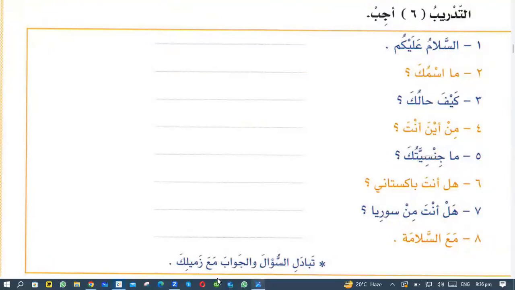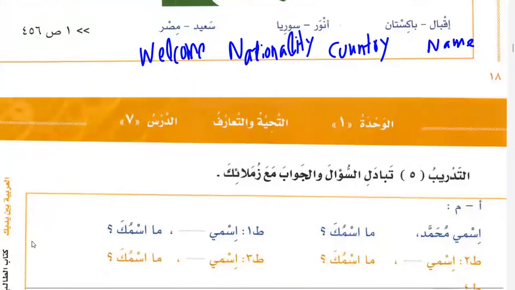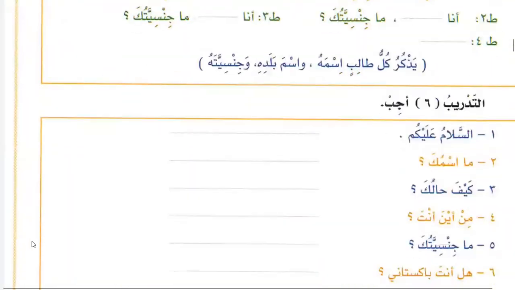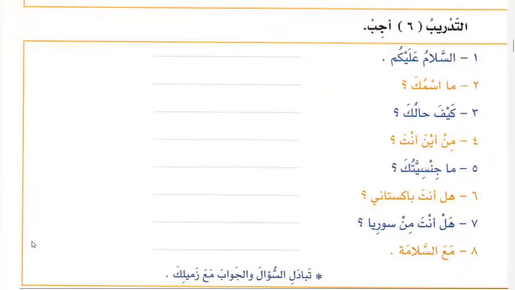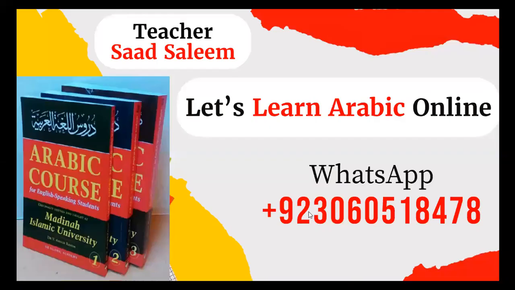8 sentences only. Sir, what is the name of the book? What is the name of the book? And the lesson number? The book's page number is 19. The lesson number is 7. Okay, sir, inshallah. Can we send it to the number that we have, your number? Yes, this number.